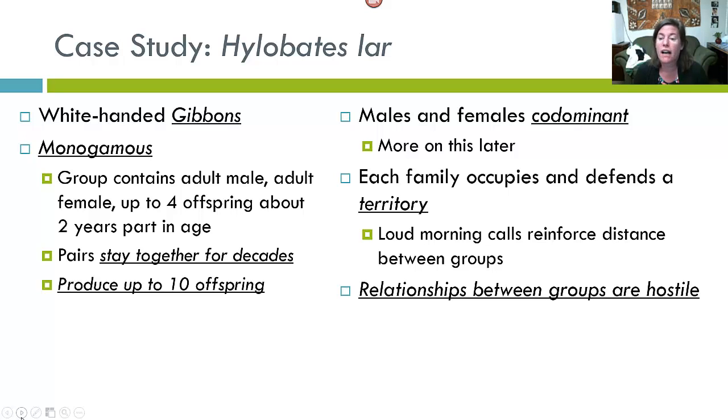Each family occupies and defends its own territory, and they use loud morning calls to reinforce distance between groups. The relationships between different groups of Hylobates lar, of these white-handed gibbons, are very hostile. So neighboring groups are not friendly with one another. They are very, very hostile.